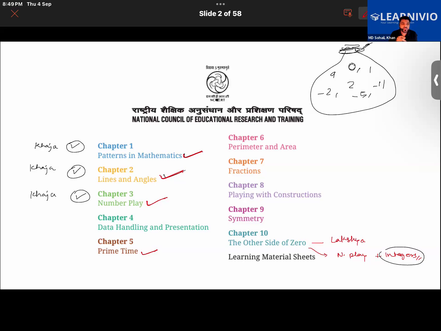What about you guys? Which two? Right now we'll be doing this chapter, the other side of zero. Then there's this chapter called Integers, which only some of you are having in your syllabus. Laksh, you are having it, and Sumia, you also told me you have it, no? So you also have this chapter, Integers. Is there anyone else who is having this chapter? No, sir. Okay.